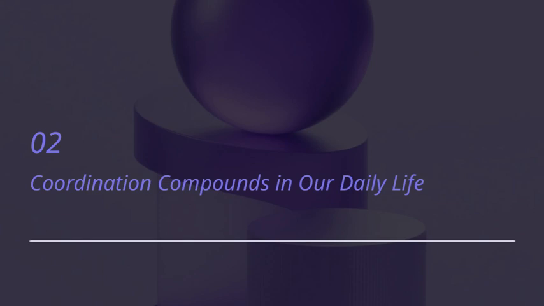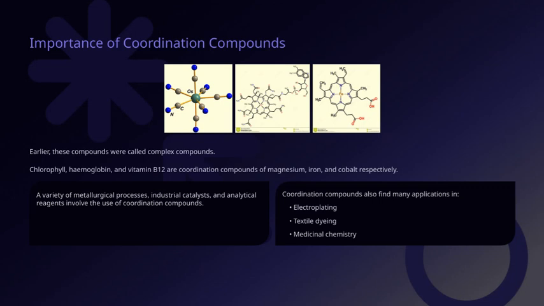Coordination compounds have a wide range of applications beyond just chemistry. They are used in medicinal chemistry, for developing drugs and treatments. You'll also find them in textile dyeing, where they help produce vibrant and lasting colors. Additionally, they play a crucial role in electroplating, which is essential for metal finishing and coating processes.